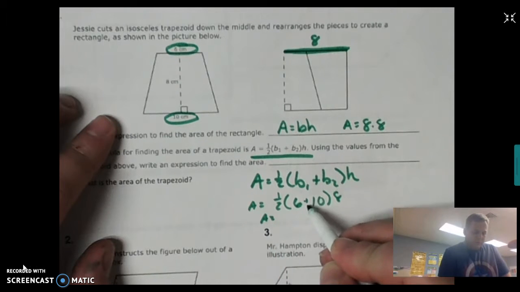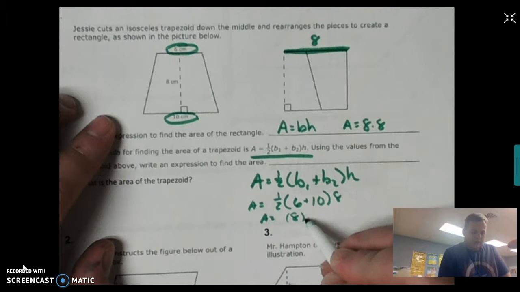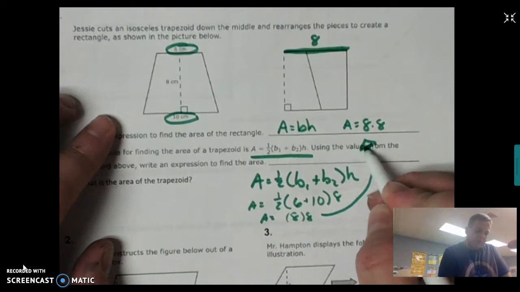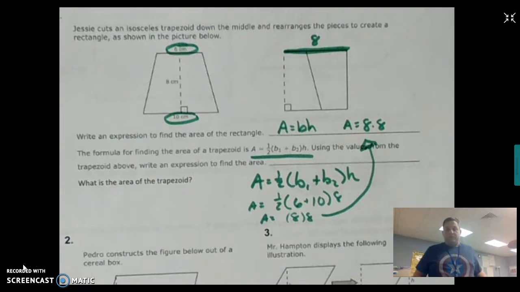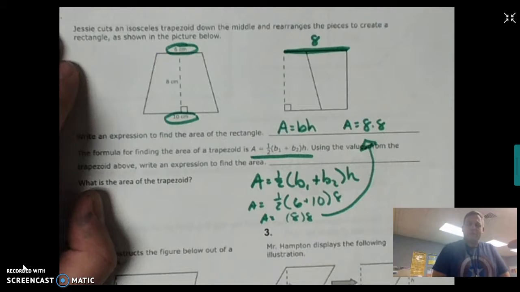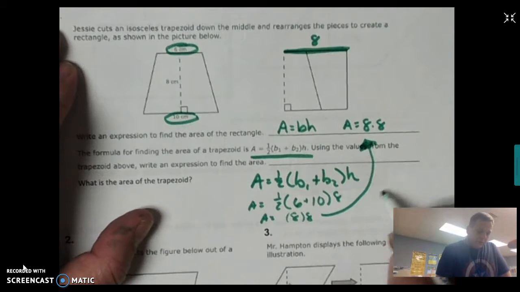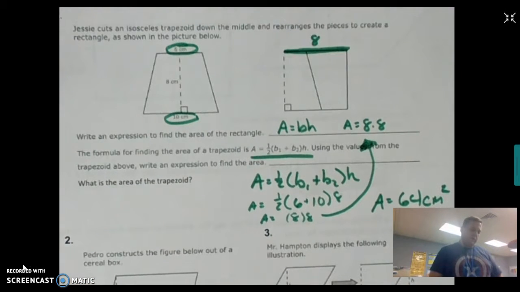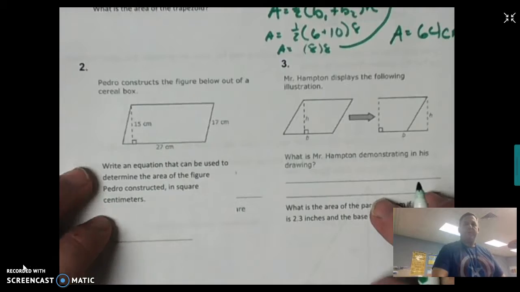So I get 1/2 of 16 is 8 times 8. I wind up with the same formula ultimately as I would with the rectangle. And that's what they're trying to show you. So my answer is the area equals 64 centimeters squared, because we're dealing with area. Let's look at number 2 and 3.